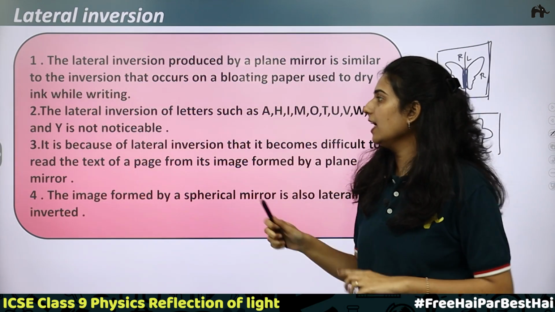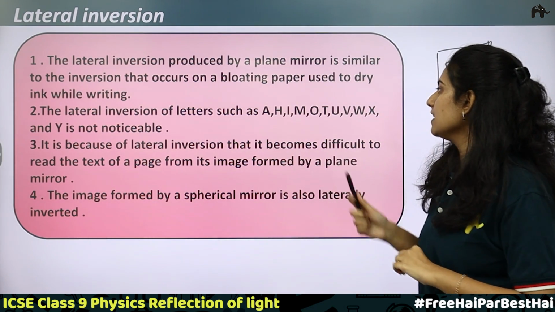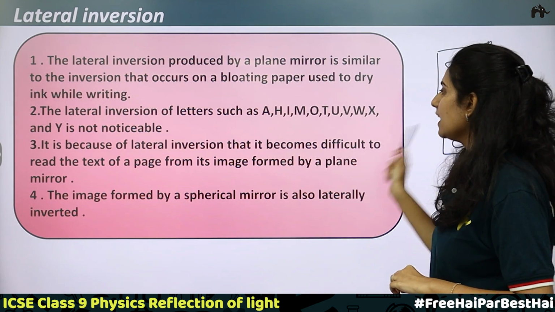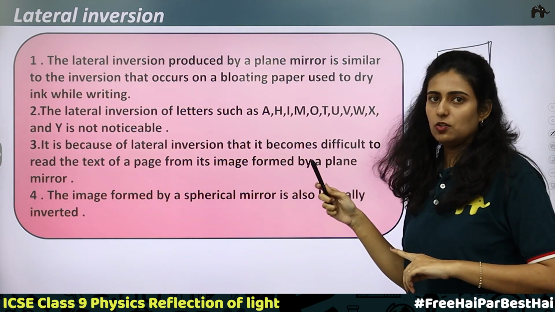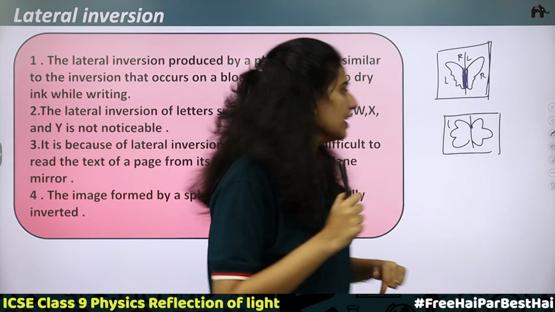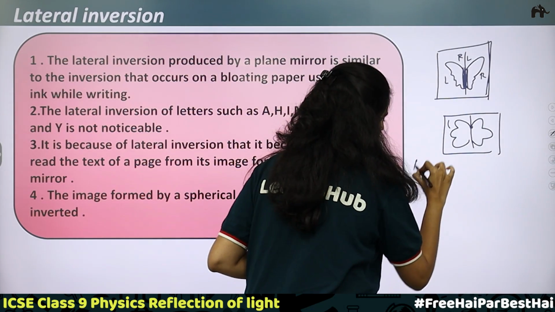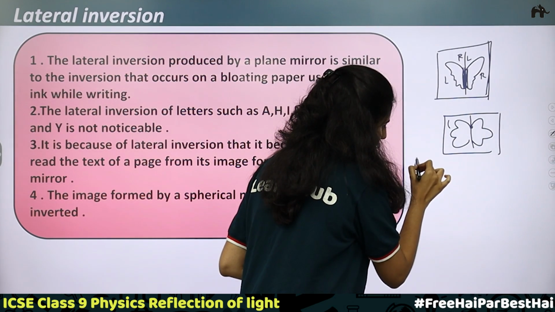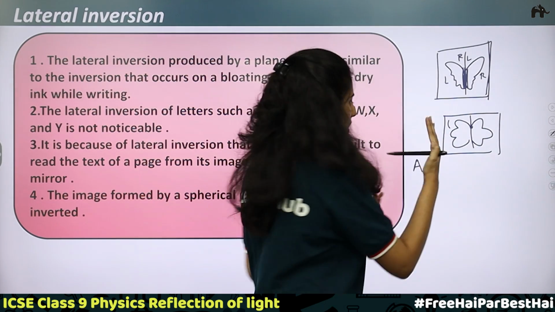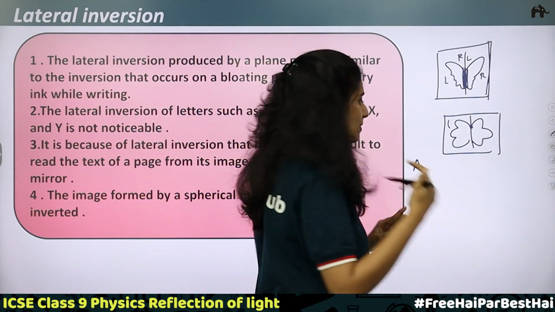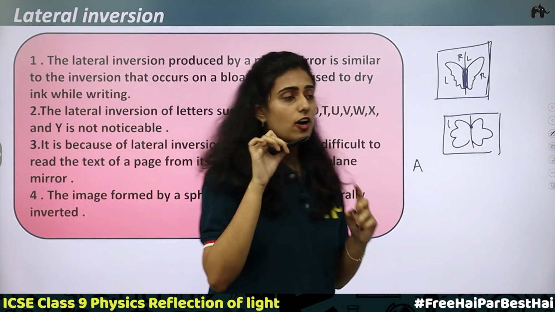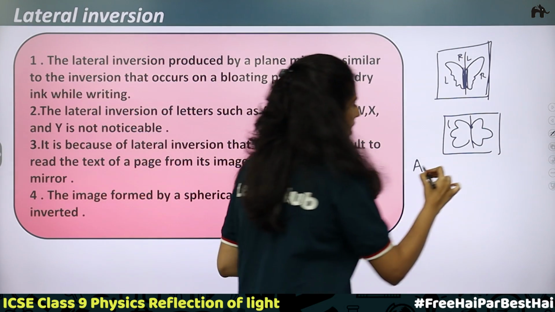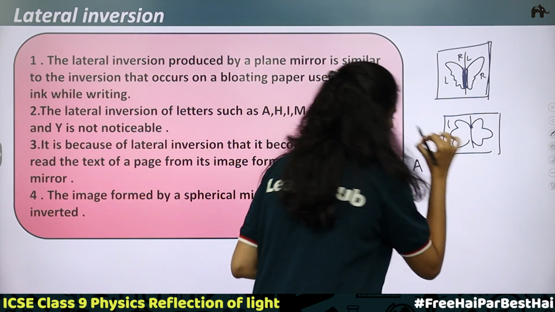Clear? Now the second point: the lateral inversion of letters such as A, H, I, M, O, T, U, V, W, X and Y is not noticeable. Just let us try. If you take the letter A, here this is how the left side is and this is how the right side is. You keep a mirror and try to get the image. You can just try it. Write A on a white sheet of paper, hold it in front of a mirror. When you get the image, it will be the same thing.